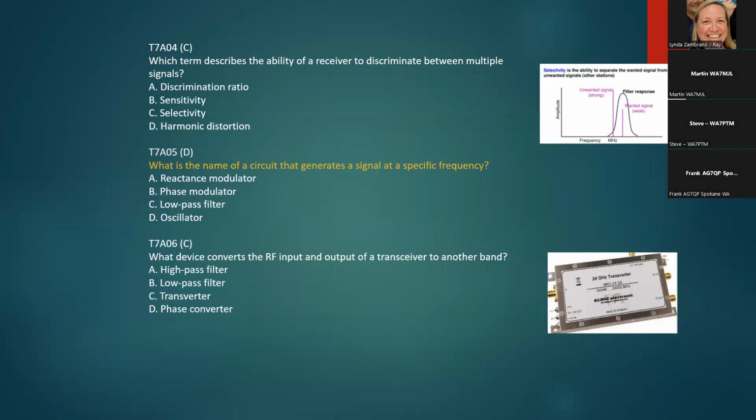What is the name of a circuit that generates a signal at a specific frequency? Well, from the other units, you know that an oscillator generates a signal of a specific frequency.